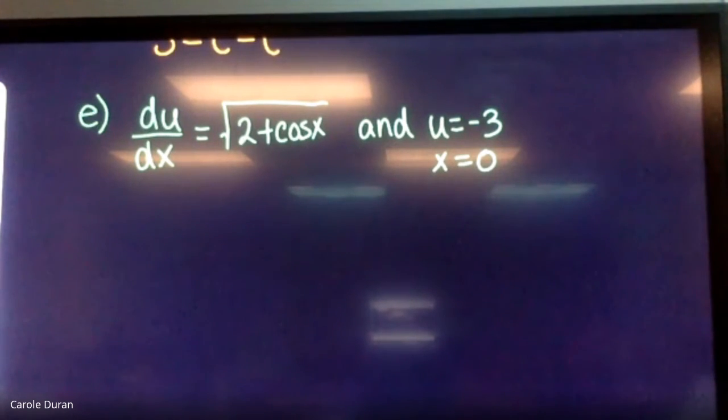Okay. So we have this one. At least it tells us what it is.